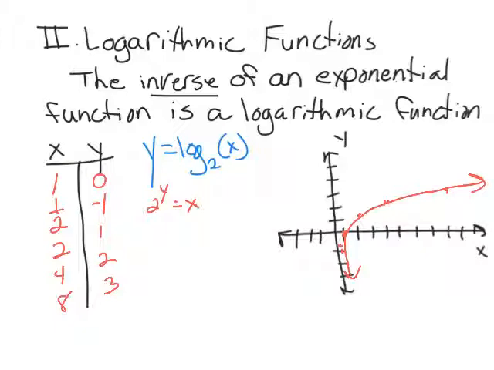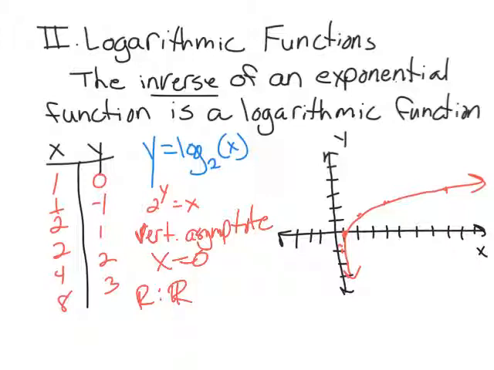So the properties also reverse. Instead of a horizontal asymptote, we now have a vertical asymptote. Again, that's because my argument cannot be 0 or negative. So we have a vertical asymptote at x equals 0. My range this time is all reals, and my domain is going to be x greater than 0.